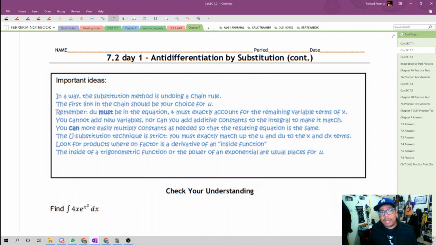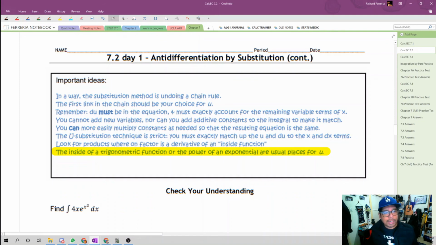If you need to multiply a constant to make things match, that's going to be okay. And the u-substitution technique is strict. You have to match up u and du to x and dx strictly. And look for products where one factor is the derivative of an inside function. Inside of a trig function and the power of an exponential are also really good places to search for u. I'm going to highlight that because that's actually pretty important. Those are the places where we usually first look for our choices of u.